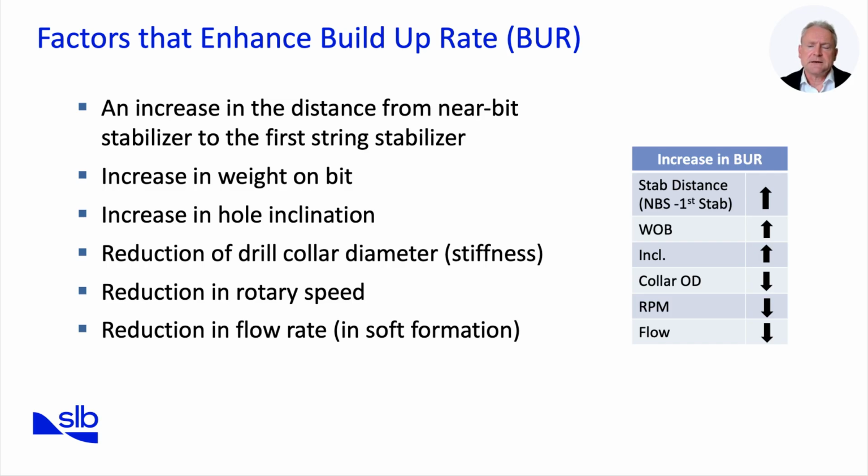The takeaway is that BUR is not controlled by a single element, but rather by a combination of design and operational choices. Engineers must balance these factors to achieve the required trajectory without creating excessive dogleg severity. The diagram summarizes the key variables that increase BUR. Arrows indicate the direction of influence. Increasing stabilizer spacing, weight on bit, and inclination all push BUR upward, while reducing collar diameter, RPM, or flow rate also enhances BUR.